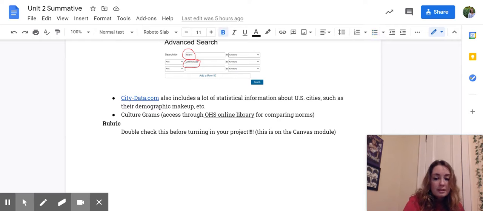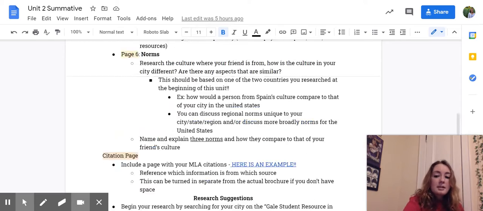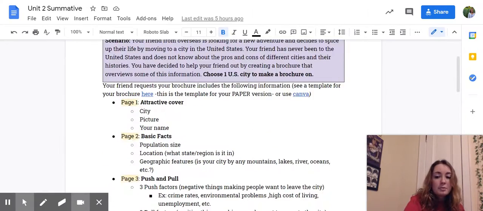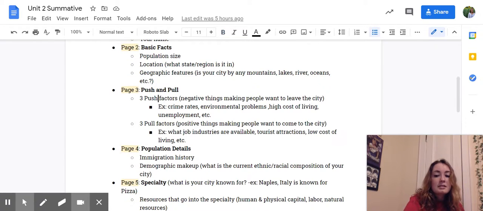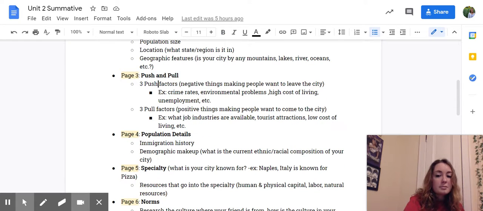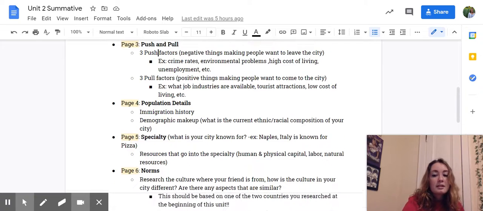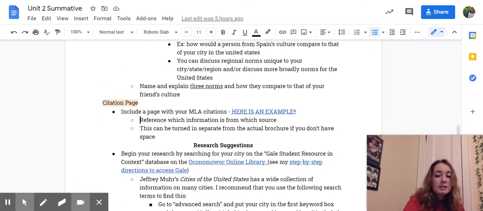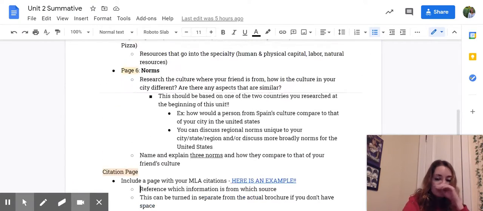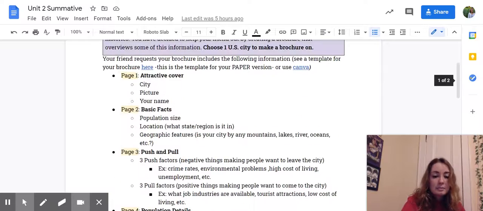And our rubric is on Canvas. So when you look at this module, it'll be attached to it. Basically, each page is 5 points. The cover is 3 points, and then everything else, each page, push and pull each are 5 points, so that's 10 points total. Each page otherwise is 5 points, including the citation page. So this is 38 points.